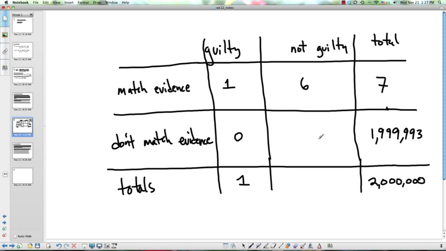Now, what could I do here? Well, if I also look at this row, and I have the total number of people that don't match the evidence, and I have how many of them are not guilty, or if none of them are guilty, the rest of them have to be not guilty. In other words, these two numbers together have to equal 1,999,993, just like the 1 and the 6 make 7. So this is a very easy arithmetic here. I can just copy that number, 1,999,993.